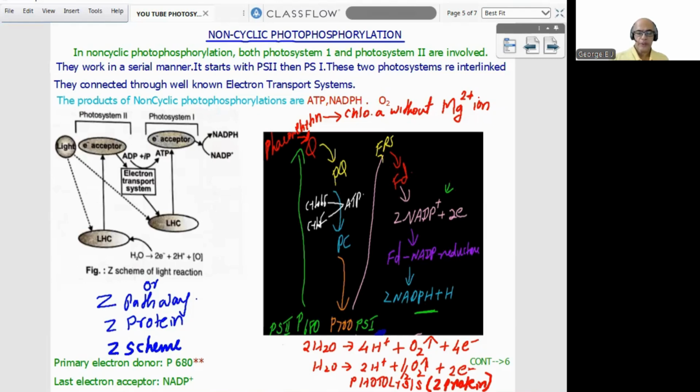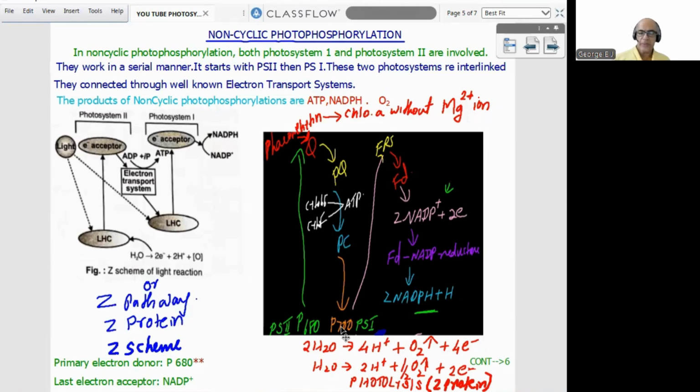Now, what is the pathway? Here you can find, it starts with PS2, P680. The electron is first absorbed by pheophytin, that is chlorophyll without magnesium ion. From there, it is passed into quinone, then plastoquinone, then plastocyanin. And from there, it is not coming back to PS2, it is going to PS1. That is how it becomes non-cyclic.